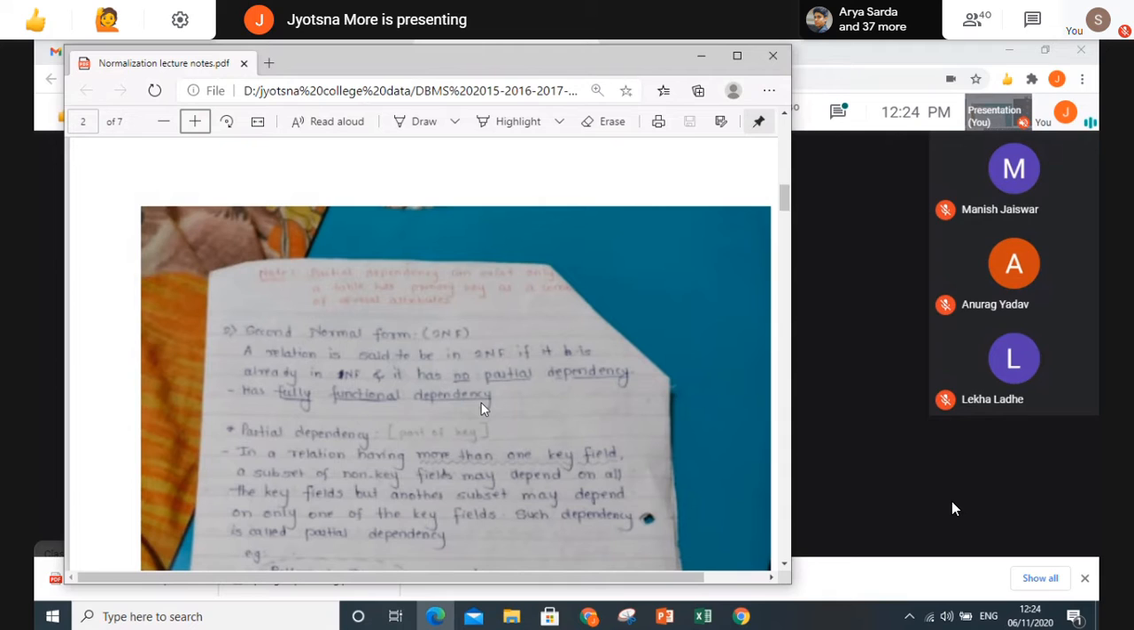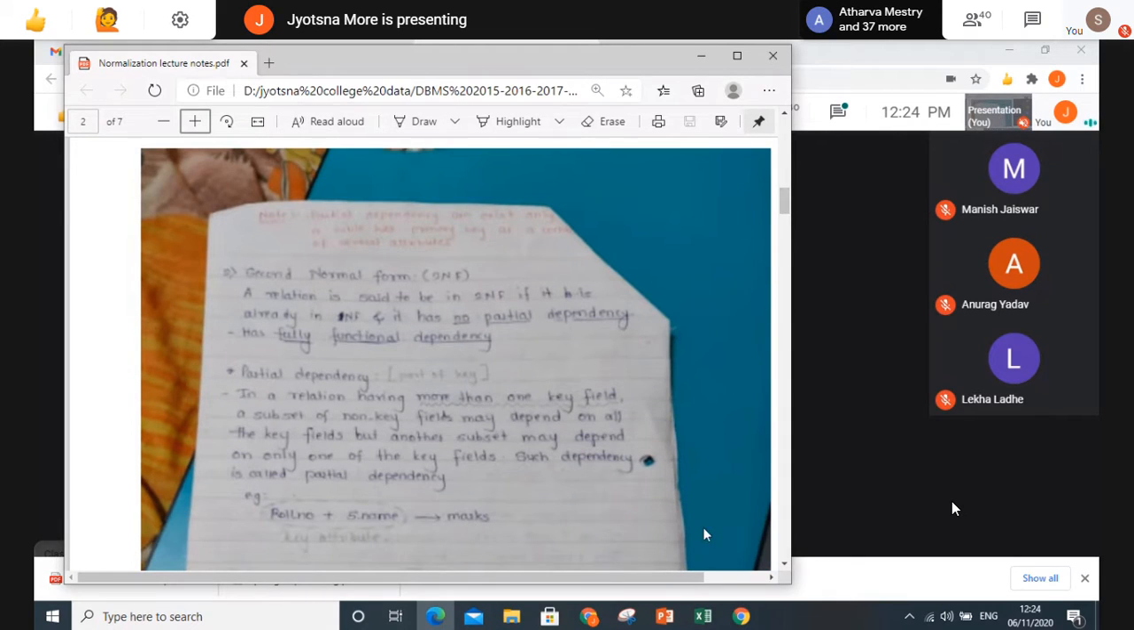Okay, so I will show you an example here. I have roll number and student name as my key attribute. Okay, these two are determining the marks of that student. Roll number and student name, which is a combination of key attributes, are determining my non-key attribute, that is marks. So this is fully functional dependency. Okay, so this relation is in 2NF right now.